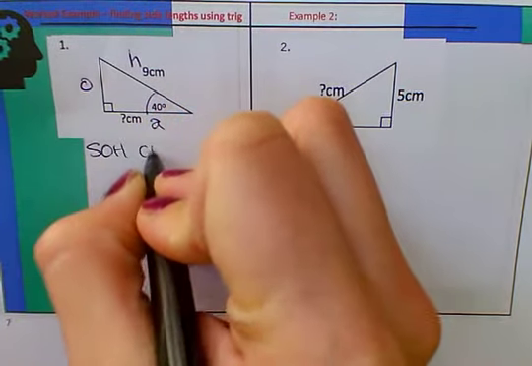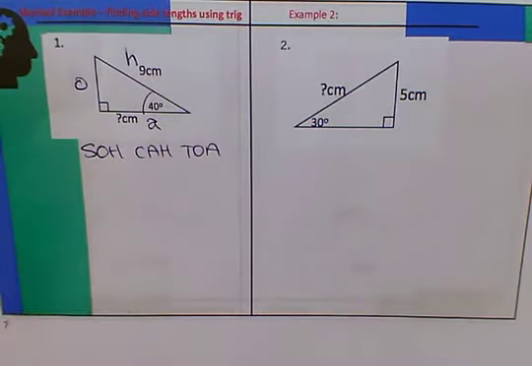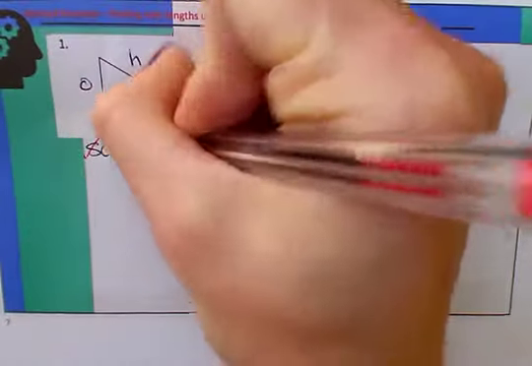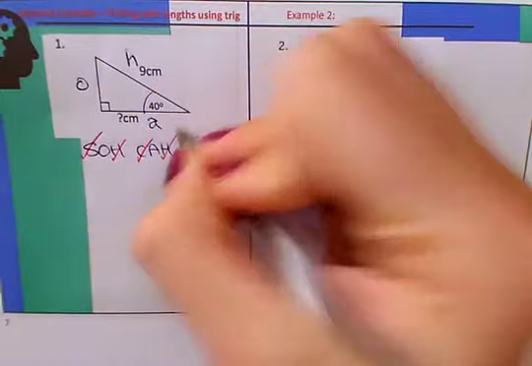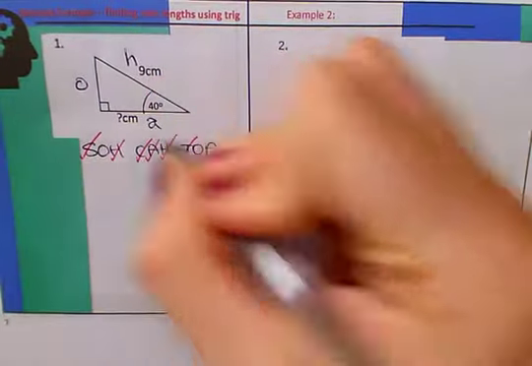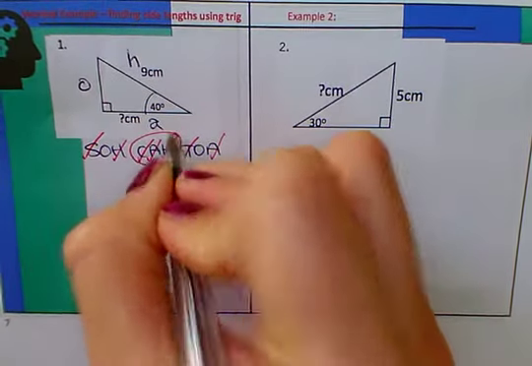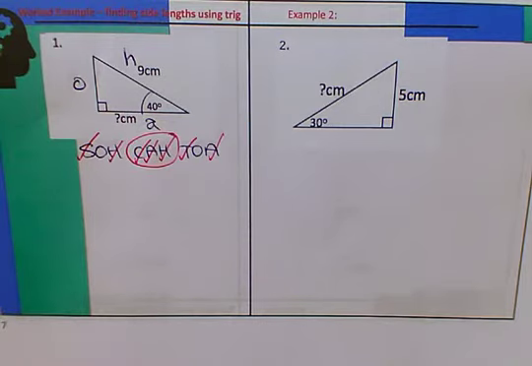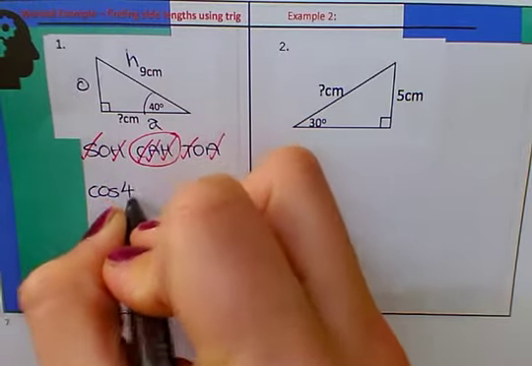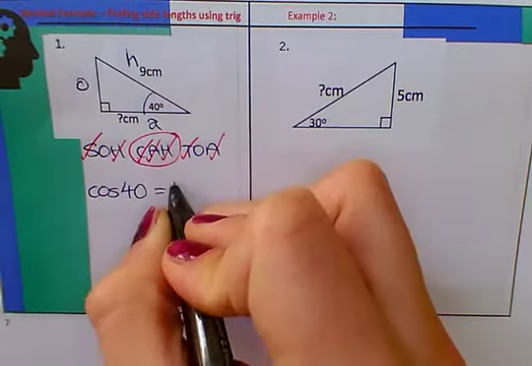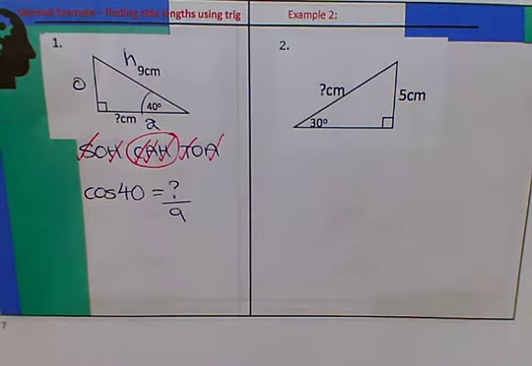Write out SOHCAHTOA and tick off what you know. Now here I know the angle, so I can tick off sine, cos and tan. I know the hypotenuse, so I can tick off H, and I'm looking for the adjacent, so I can tick off A. And so you can see that the only ratio with 3 ticks is CAH, so we're going to be using cos. So cos of the angle, which is 40, is equal to the adjacent, which I don't know, that's my question mark, divided by the hypotenuse, which is 9.